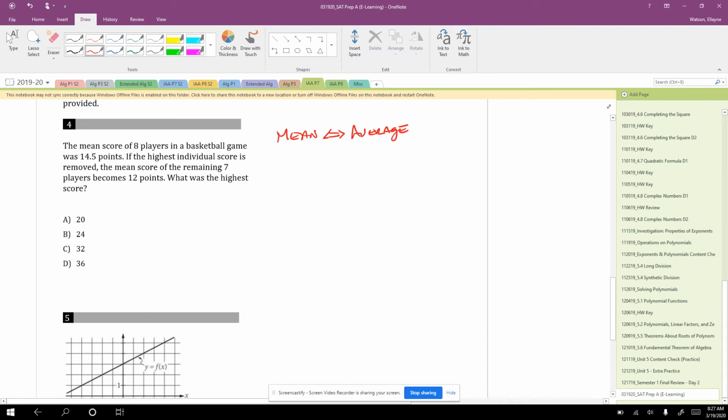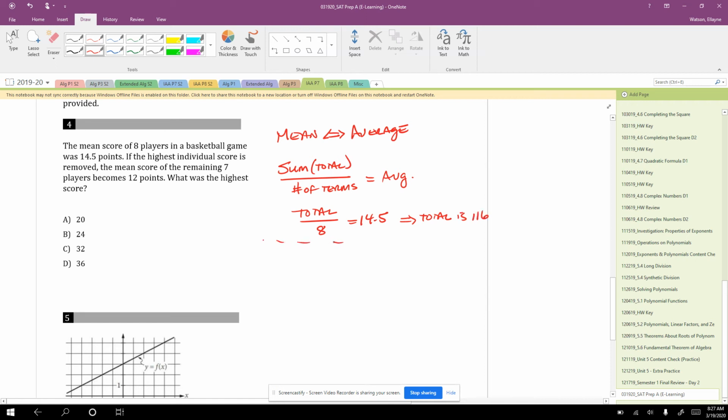Okay, these are equivalent. So if you're trying to find the average or the mean of something, usually you take the sum or the total, divide it by the number of terms, and that gets you your average. Okay, so let's use that for this. If the mean of 8 players was 14.5, that means that the total divided by 8 equals 14.5. Well, that means that the total is just 8 times 14.5, which is 116.